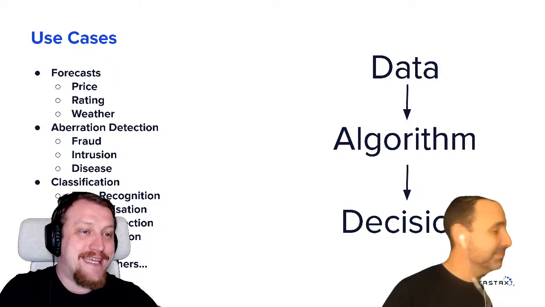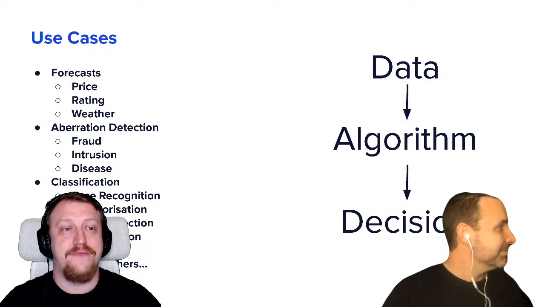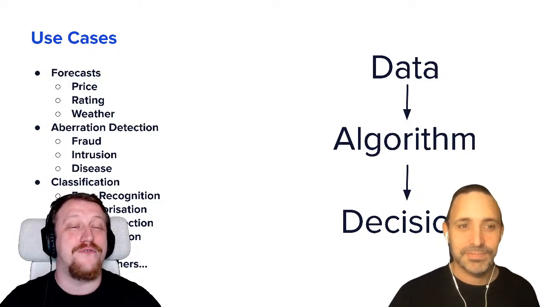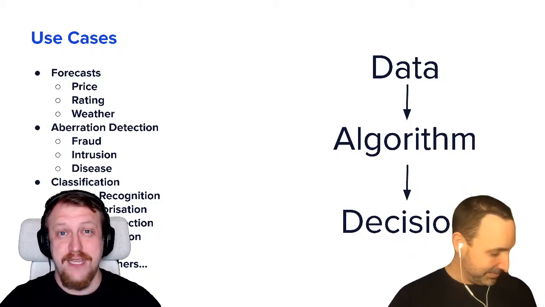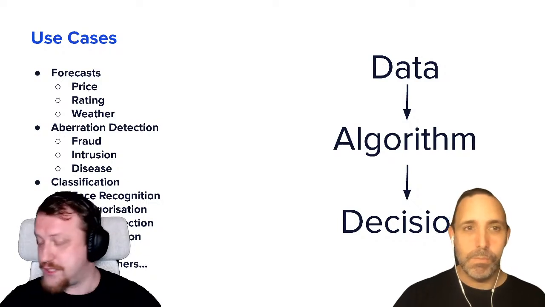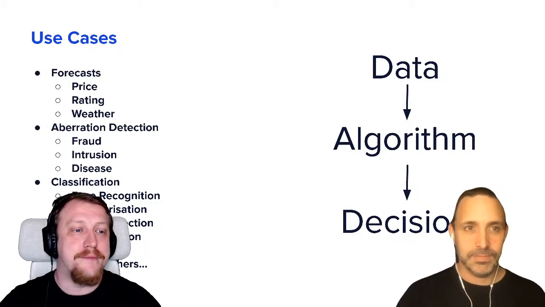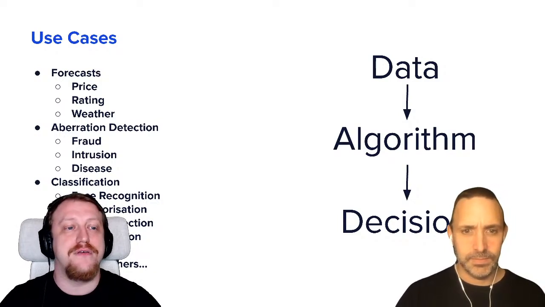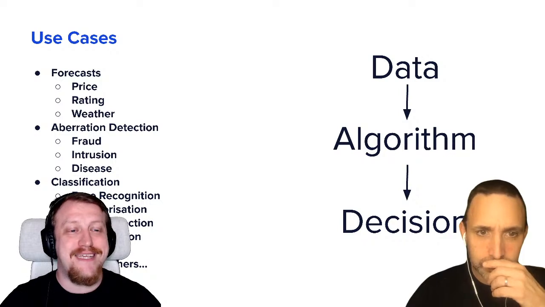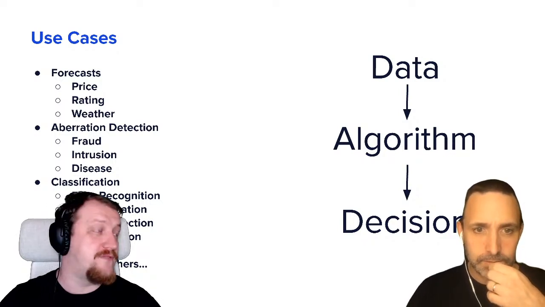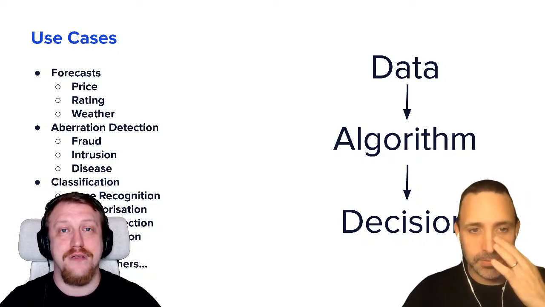Exactly. What are the use cases for machine learning? Well, a very typical situation is forecasts. If you want to have a price forecast, if you want to forecast a rating, if you want to forecast the weather, try to predict something in any of these things, that's a very good place for machine learning. Aberration detection. Fraud detection in banking, a very typical use case. Intrusion alert may also be based on aberration detection of a normal customer workflow. Disease detection, if we start to speak about medicine, which is very much the case in the year 2020, of course, but also classification, face recognition.